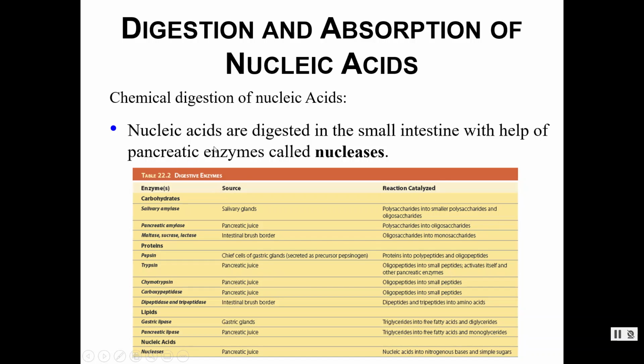We can't forget about nucleic acids. Those are part of your diet as well. These get digested in the small intestine with the help of some pancreatic enzymes, which are collectively called nucleases. They're not overly exciting, so that's really all we mention about them, but they do get added to the chart way down here at the bottom. We've got our pancreatic juice, including our nucleases. We're going to break those down into the nitrogenous bases and the simple sugars that they are composed of. So, again, just our review slide, keeping everything straight.